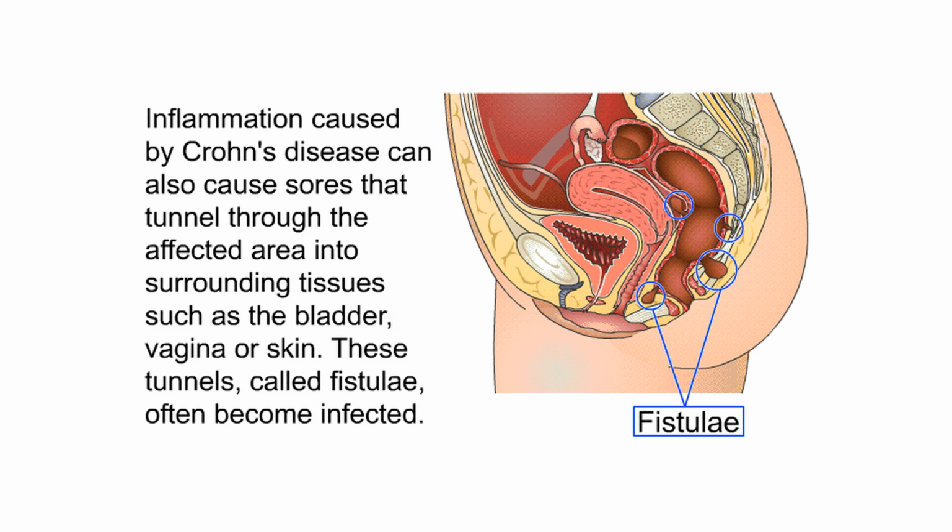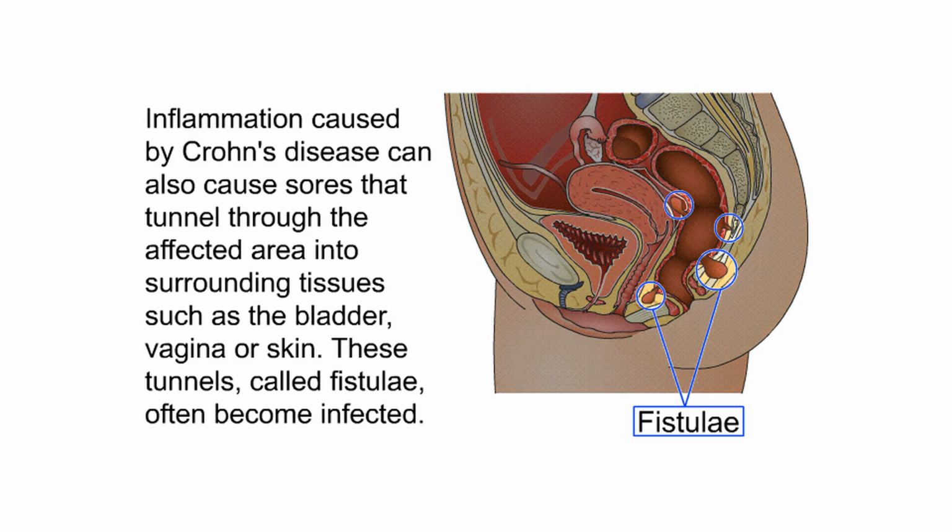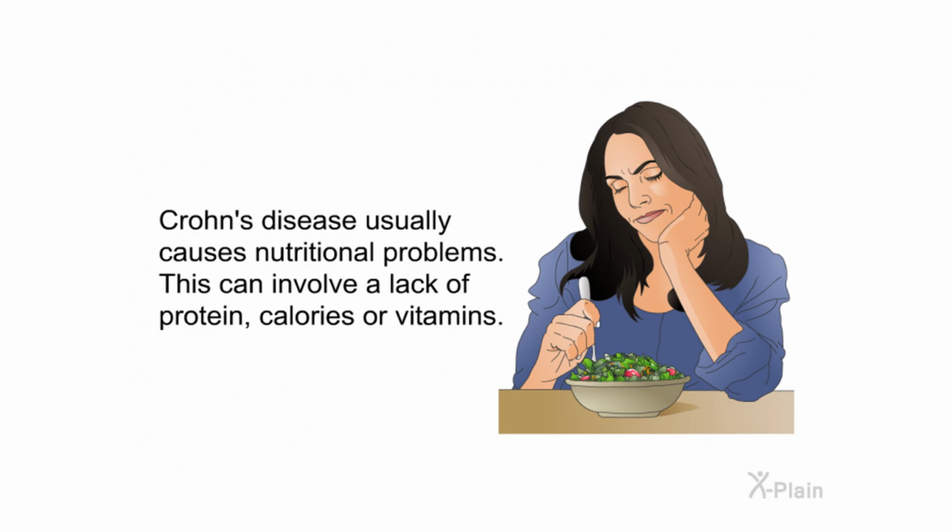Inflammation caused by Crohn's disease can also cause sores that tunnel through the affected area into surrounding tissues, such as the bladder, vagina, or skin. These tunnels, called fistulae, often become infected. Crohn's disease usually causes nutritional problems. This can involve a lack of protein, calories, or vitamins.